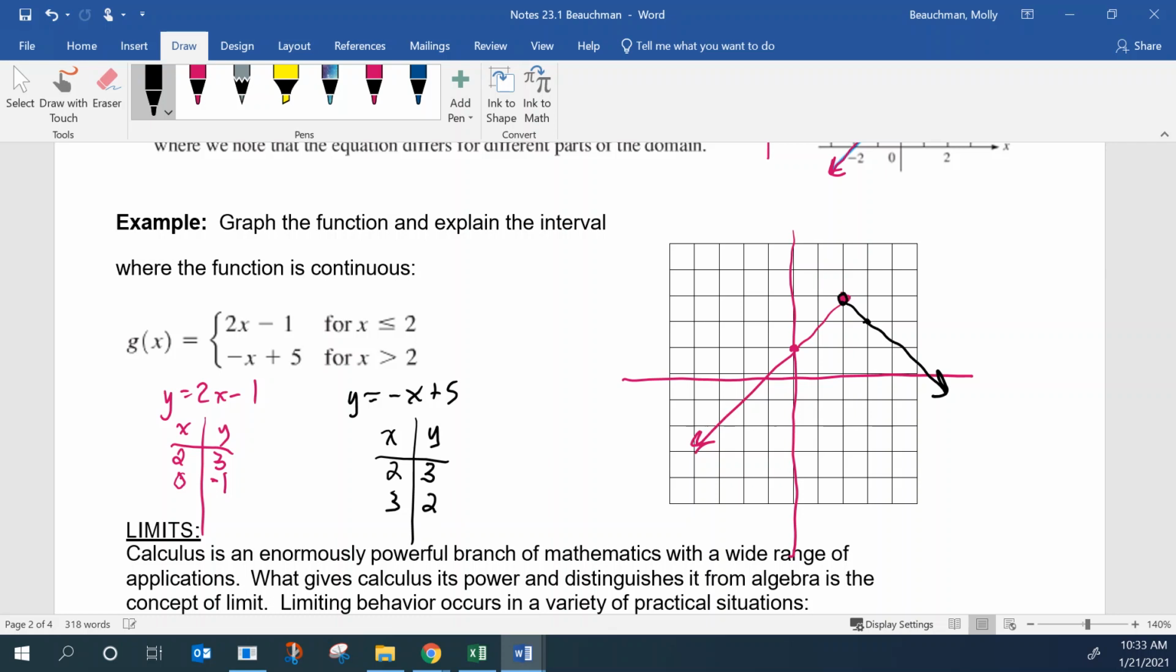So what happened with this one is that these two pieces of the graph ended up overlapping at the coordinate 2, 3. So even though it's not defined for this graph, it is defined for this graph. So it fits the definition of continuity. Every place is defined. There are no holes in the graph. And also, for every small change in x, there's a small change in y. So this is continuous for all values of x.